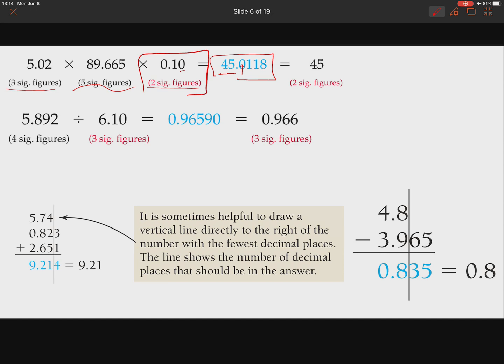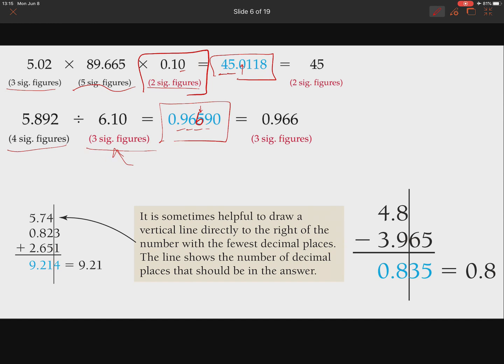Division, the same thing. 4 sig figs and 3 sig figs, we just get the answer. We say, okay, 3 sig figs is the smaller number. We got to round this to 3 sig figs. So 9, 6, 5. Is our 5 going to stay a 5? We look at the next number, it's a 9. Okay, we can round up. So 0.966 is the number. So that's the multiplication and division rule.